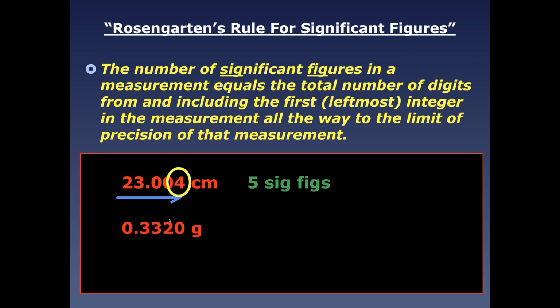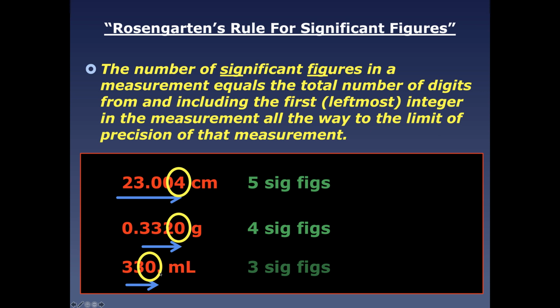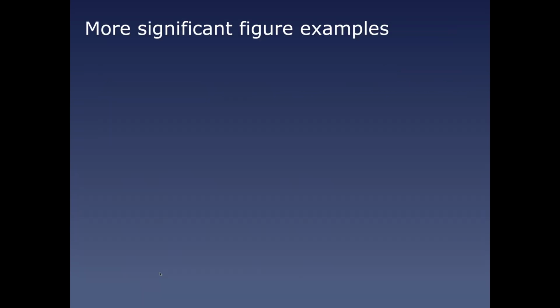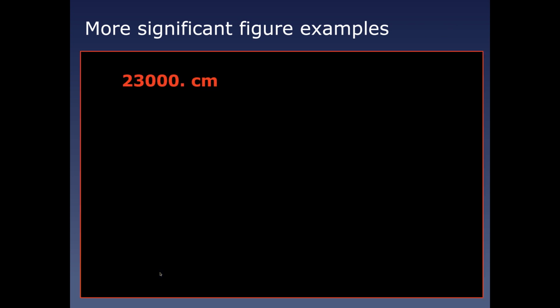Now, this number here, the limit of precision, there's a decimal point, is the last place. So that would be the 10,000s place. From the first integer, that's the 3, to the 0, that would be 4 significant figures, 4 measured digits. 330, bigger than 1 with a decimal point. They're all sig figs. That makes it a little easier to determine. Shall we look at some more examples? Okay. 23,000 with a decimal point, bigger than 1 with a decimal point. They're all sig figs.